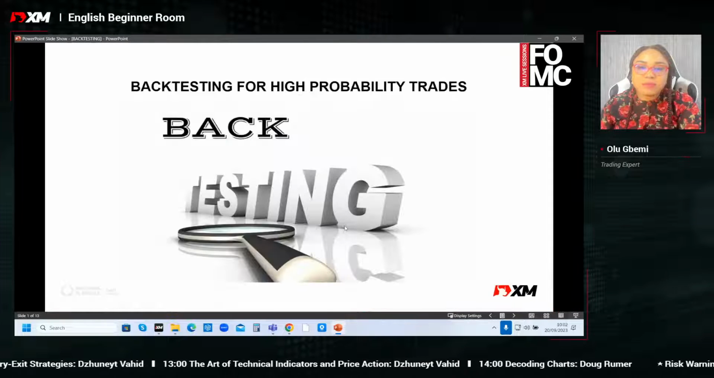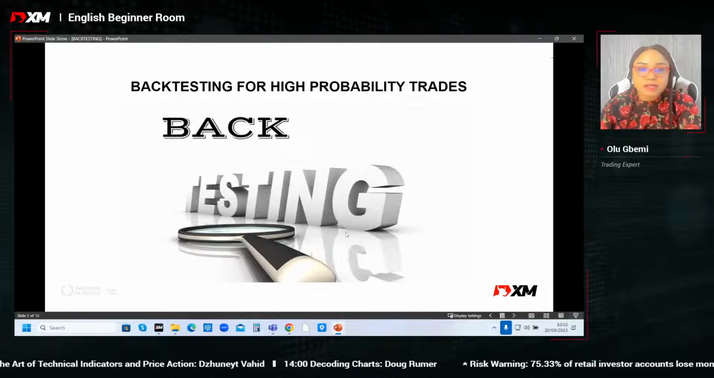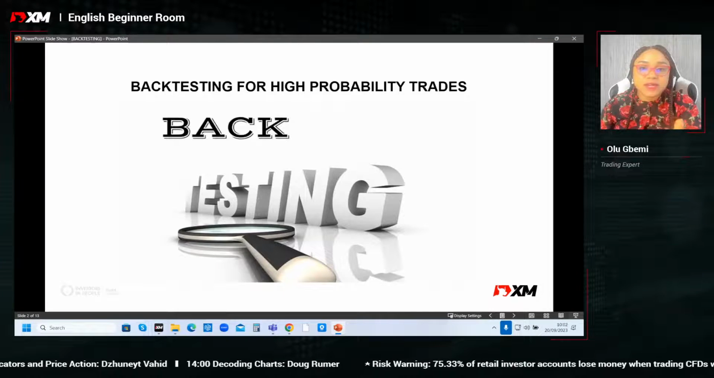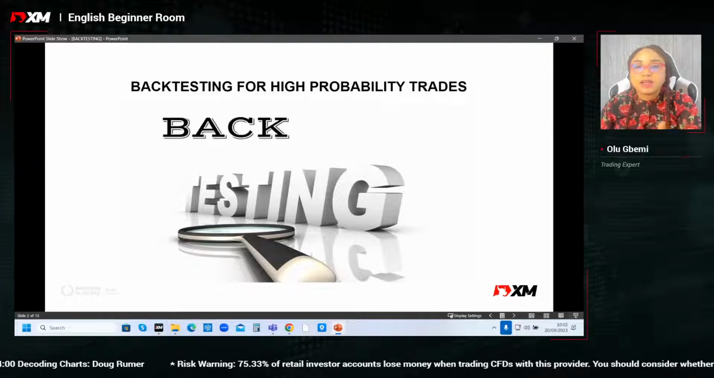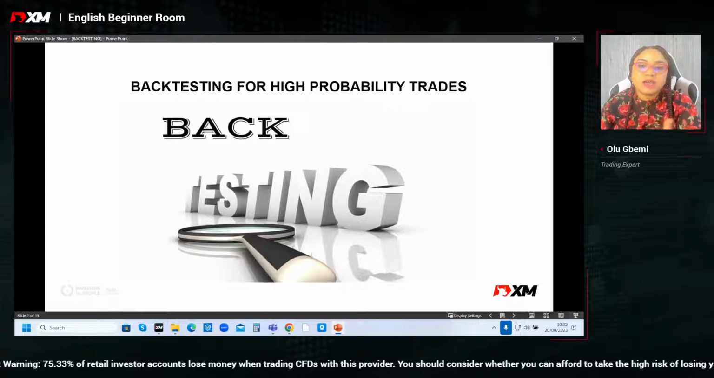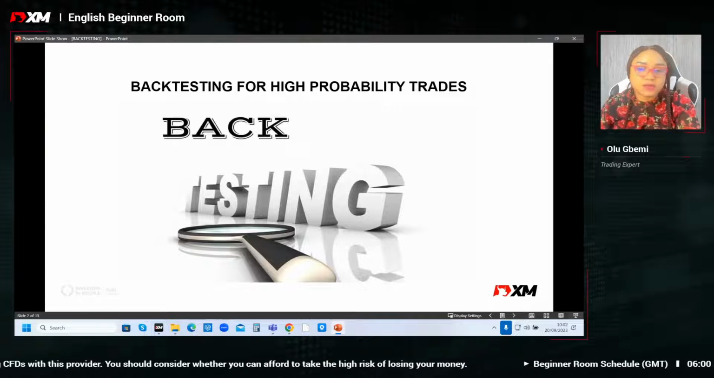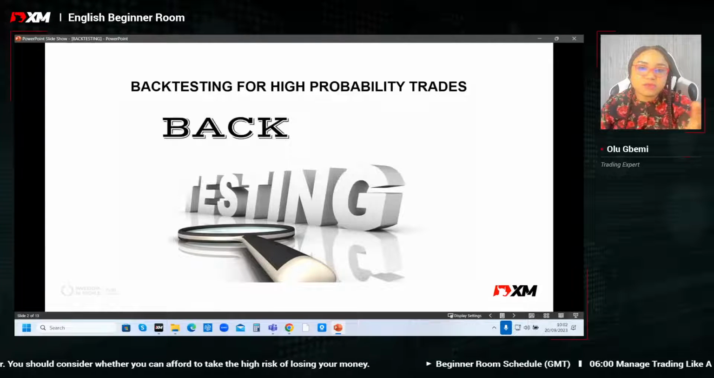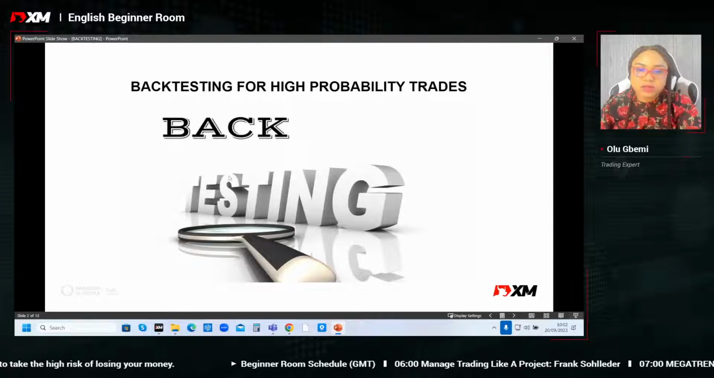Okay, so let's talk about backtesting. We're going to be looking at mainly manual backtesting, okay, because there are different ways of backtesting. A lot of people like to use software to automate the backtesting process, but we are going to be looking mainly at manual backtesting, and then we'll look at examples for ourselves, like try to practice how to do it on your own a little bit, okay?